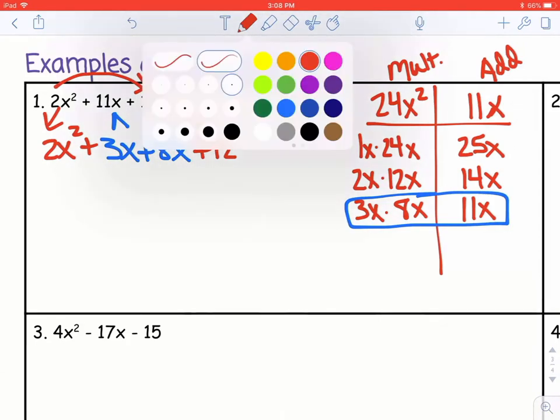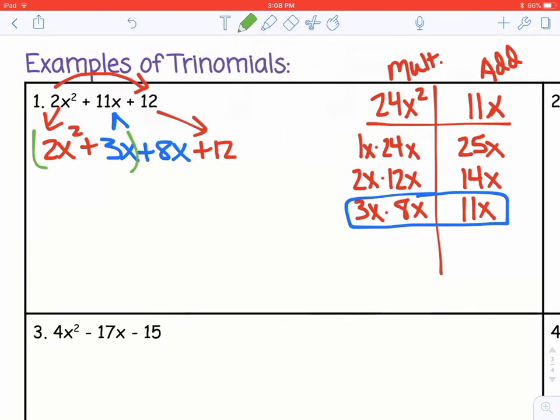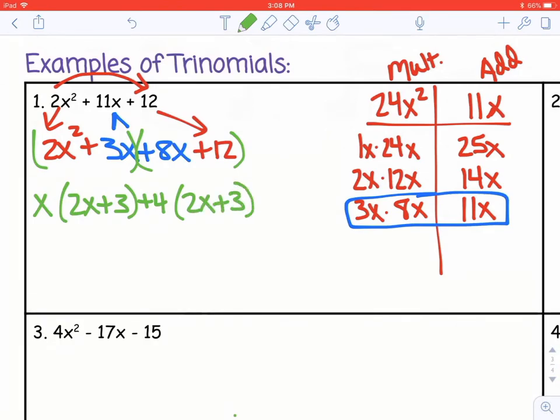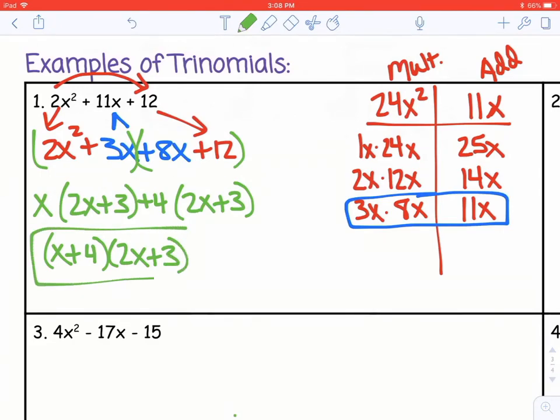So I'm just going to grab, let's say green. Group the first two and group the second two. We're going to take out the greatest common factor from the first two, which is x. So we would have 2x plus 3 left over. And from the second group, we can take out 4, and we would have 2x plus 3 left over. And then when we put the two factors together that we took out, we have x plus 4, and then bring down the 2x plus 3 they have in common. And so our final factors are x plus 4 and 2x plus 3.